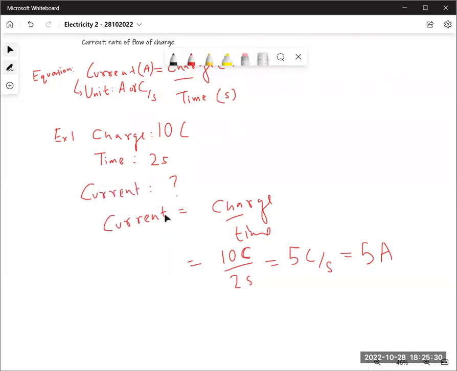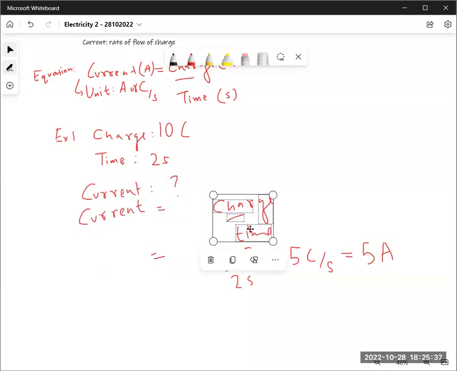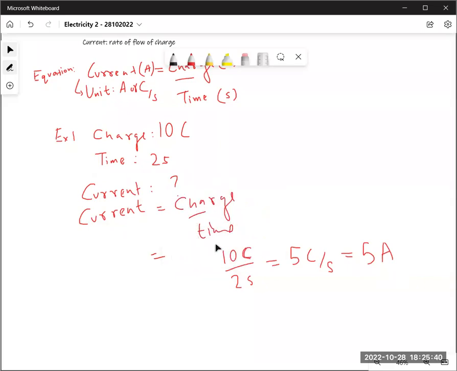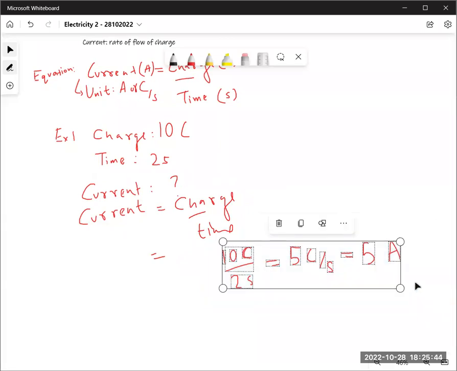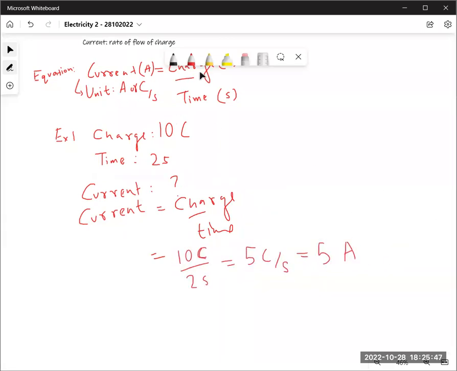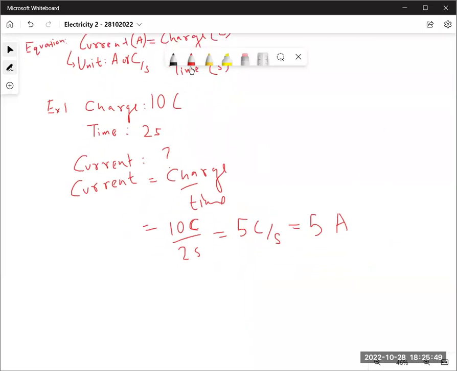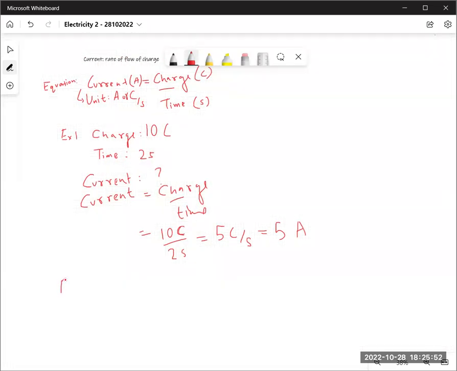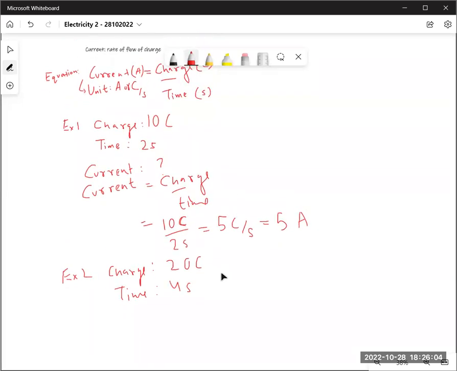No, sir. I'll give you some questions to do on your own. Now, Rana, I want you to do the next question with me. Finish writing this in your notebook. All you have to do is use the formula, right? Current is charge over time. Now, next one. Example 2. If I say charge is 20 coulombs and time is 4 seconds. Rana, what is the equation for current?